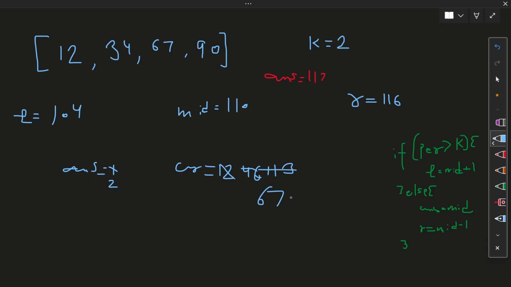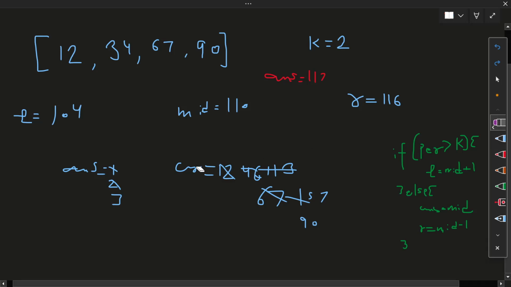67 plus 67 plus 90, we got 157. So still we require 3 persons and the third person will read this book. So if we try to allocate 110 pages to one single person, we require 3 persons to read all these books. But 3 is not the correct answer. So let's give more pages to one single person by updating our L.